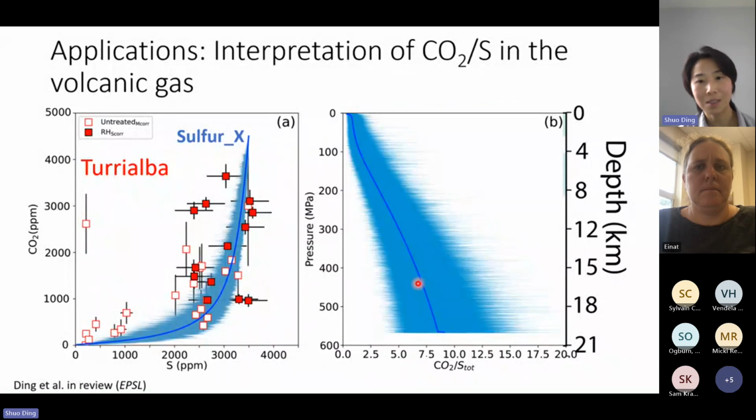So this is one of the outputs of SulfurX. This is the predicted CO2 sulfur ratio in the vapor. It does not only predict the CO2 sulfur in the magma, but also in the vapor phase. So we can compare this ratio to the volcanic gases to infer where the gas comes from.